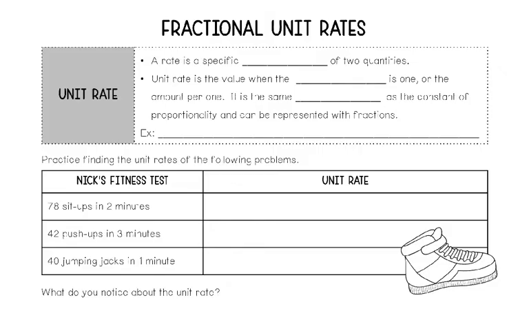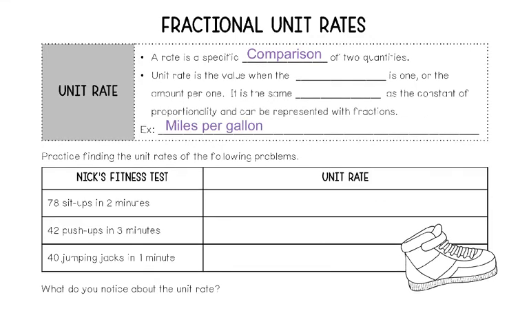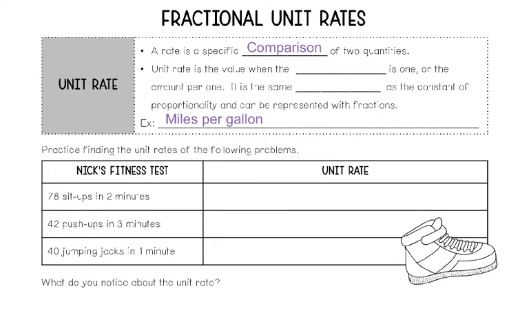So let's just review what we know already about unit rate. Unit rate is a specific comparison between two quantities. So for example, if I was going to look to buy a vehicle, I might want to compare their miles per gallon rate. If I know which one gets more miles per gallon, I might buy that vehicle. That might be the better buy for me.